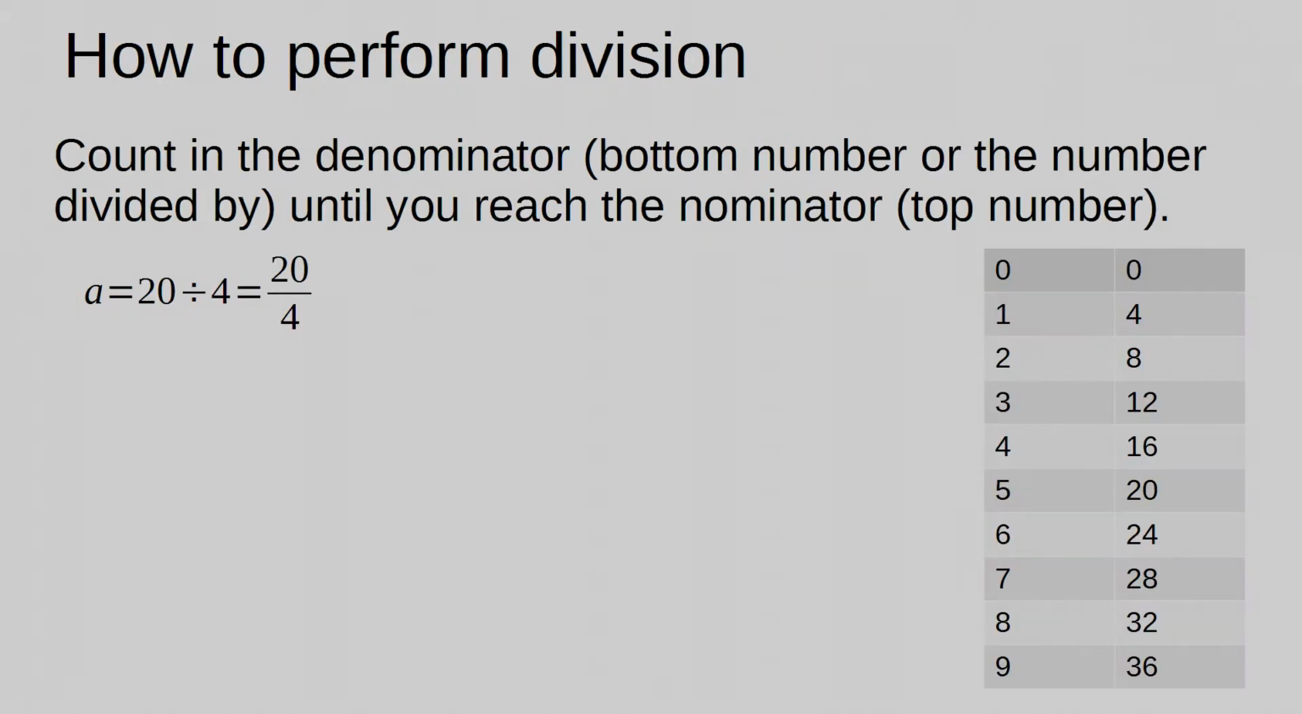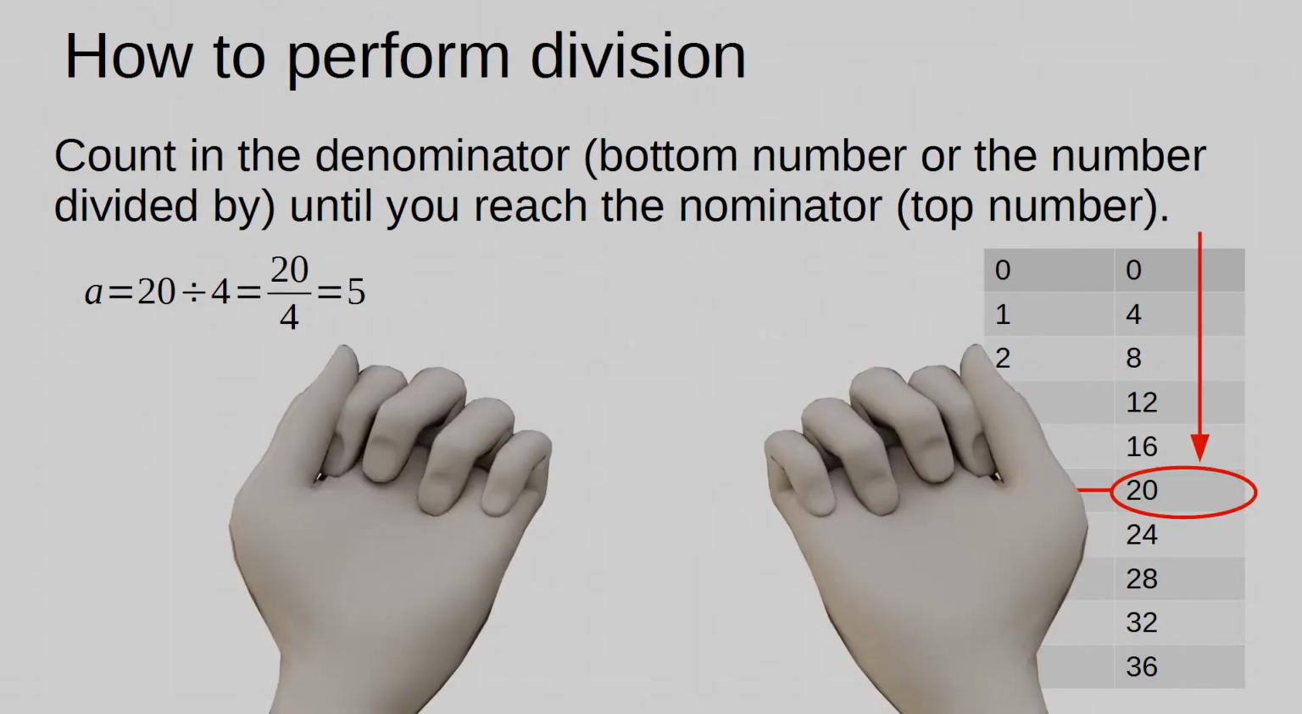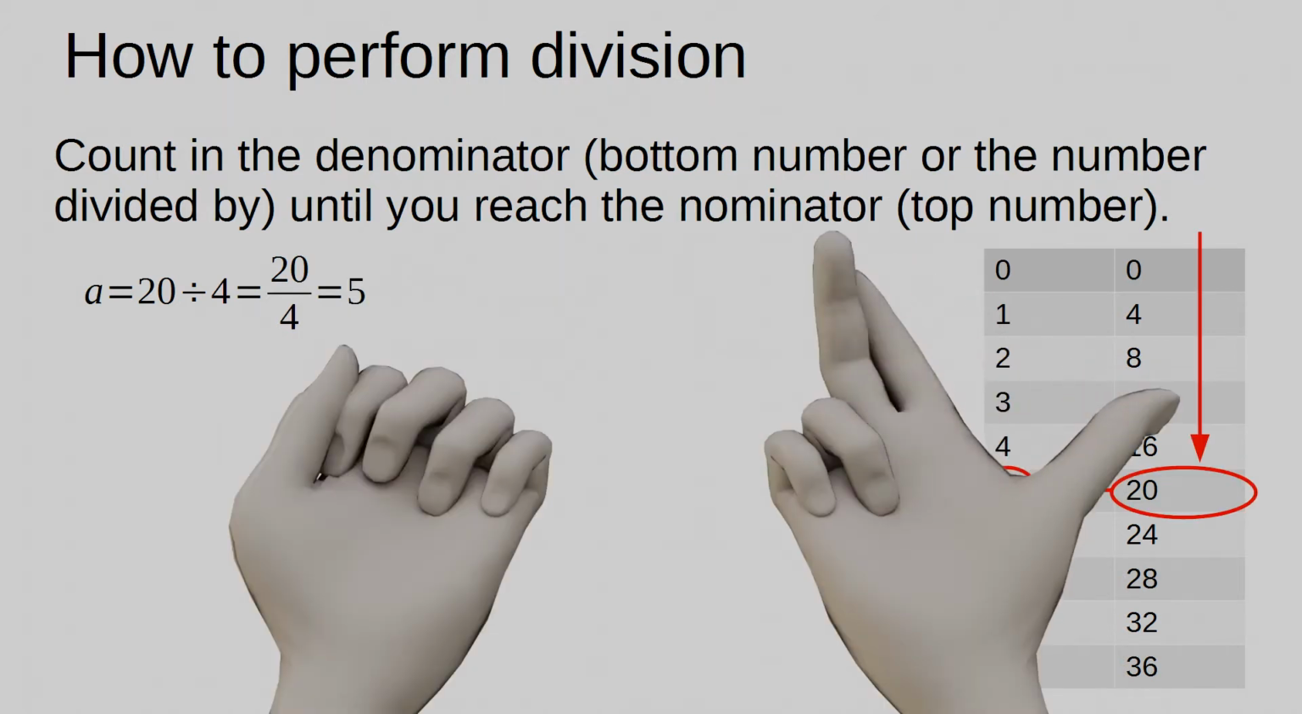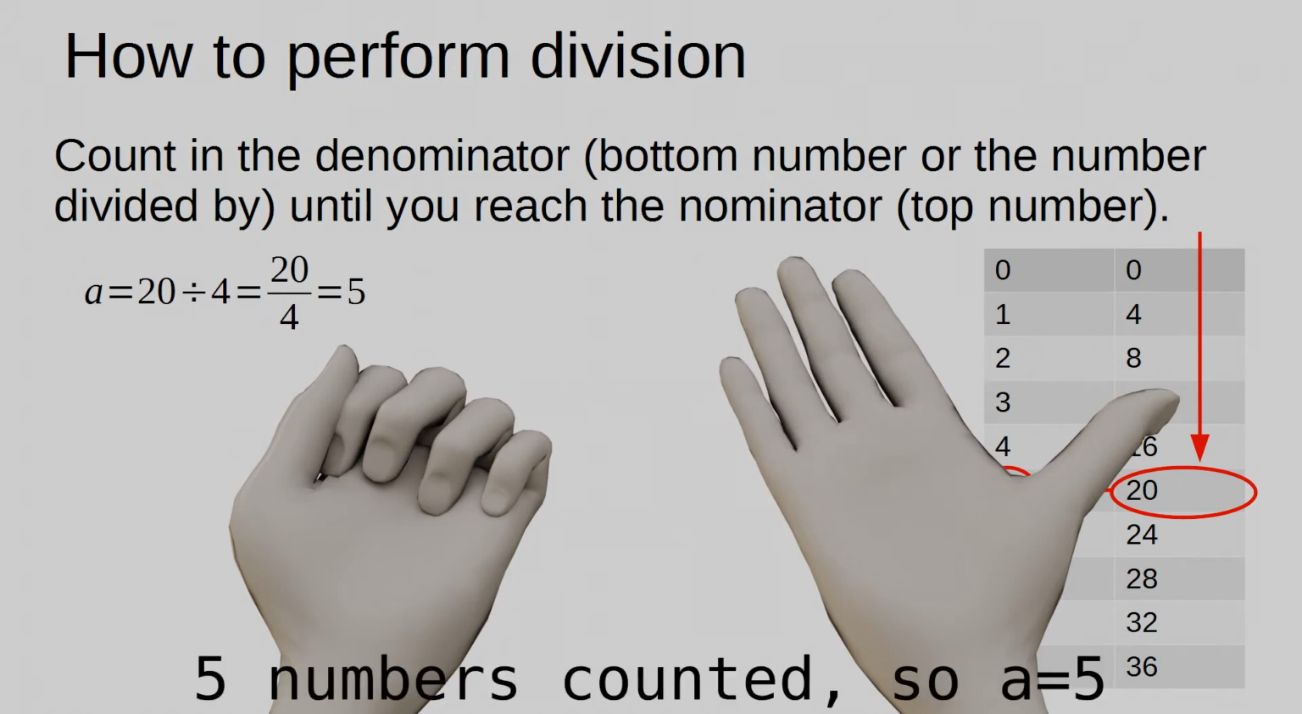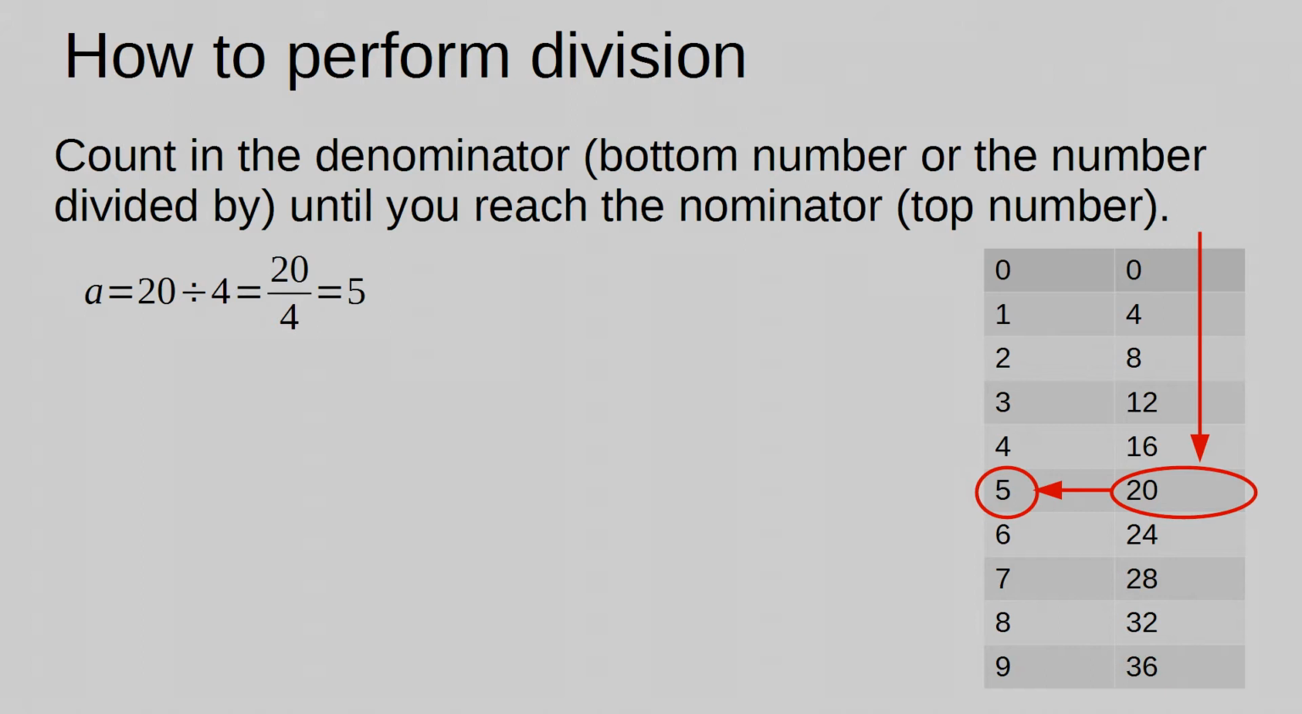You perform division by counting in the denominator, or the bottom number, until you make it to the top number. So in this case, if I count in 4s until I get to 20: 4, 8, 12, 16, 20, I end up getting that I've counted 5 times, so my answer is 5.